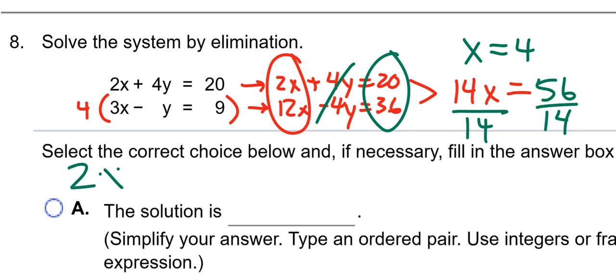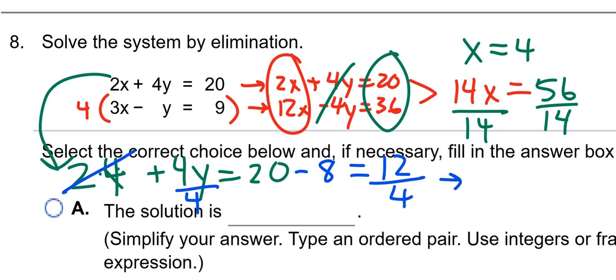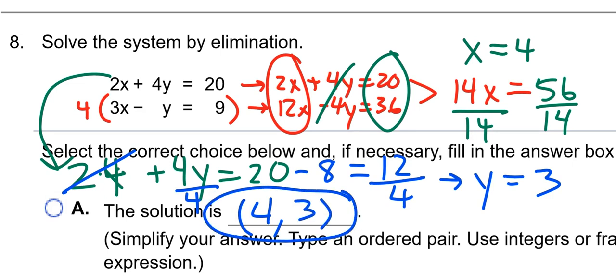2 times x, well, that's 2 times 4. Okay. Plus 4y equals 20. All right, so let's see here. Let's take away 8. Get rid of that. 2 times 4 is 8. So now that's 12. How do I... 4 and 4. Okay, so what do we get for a y value? 3. So we have 4 for x and 3 for y for our coordinate.